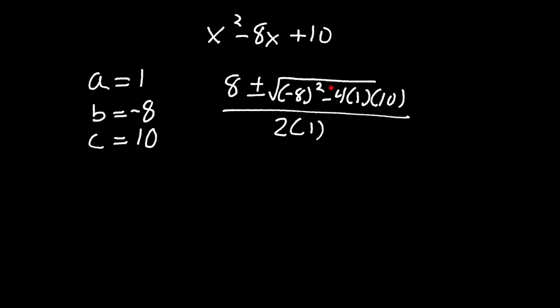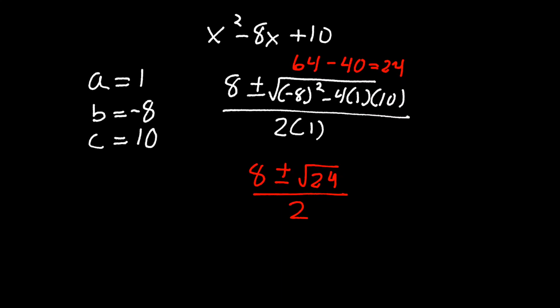Alright, just like last time, I'm going to work with that discriminant first. Negative 8 squared is 64, positive 64, minus 40, which is 24. We end up with 8 plus or minus the square root of 24 all over 2. And if we wanted to, we could simplify the radical down just a little bit to get 8 plus or minus 2 root 6 all over 2.